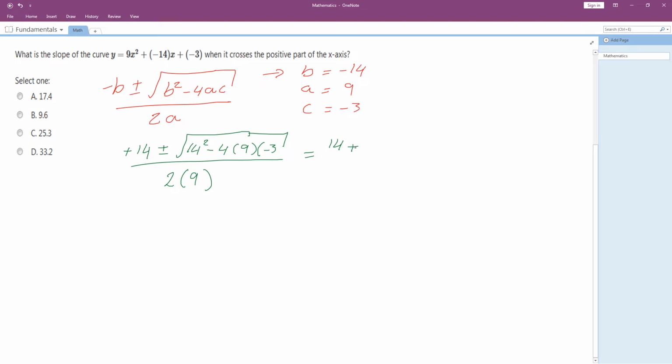Okay, so after we plug in the values, we have 14 plus or minus the square root of 14 squared minus 4 times 9 times negative 3, which comes to 14 plus or minus the square root of 196 plus 108, over 18. That can be simplified further to 14 plus or minus 4 square root of 19, over 18.